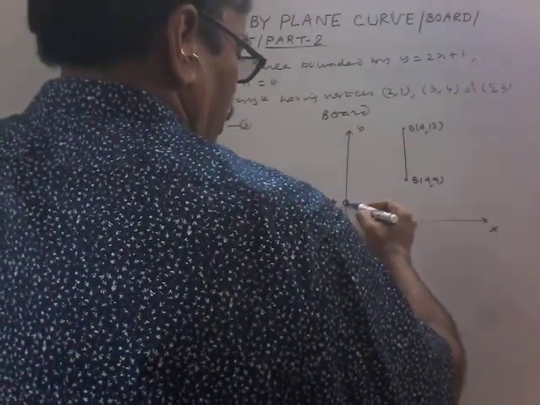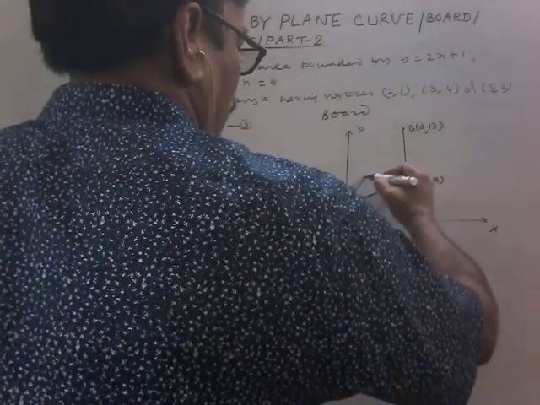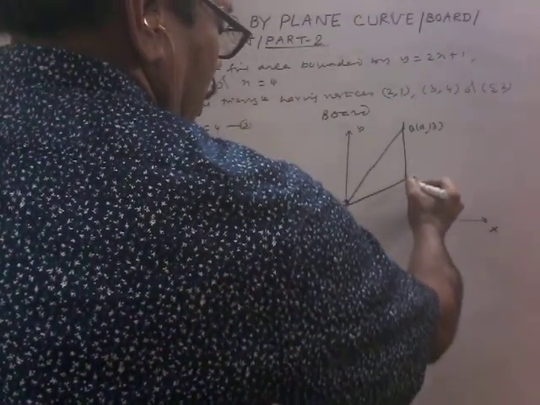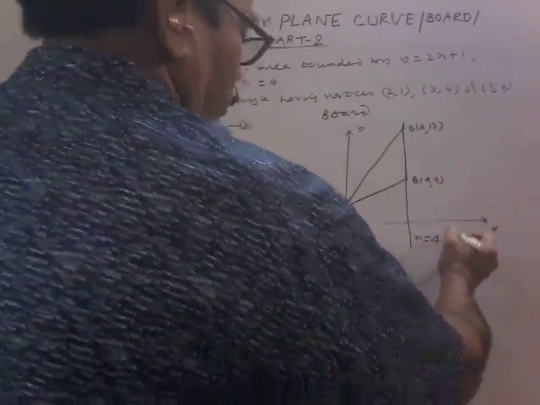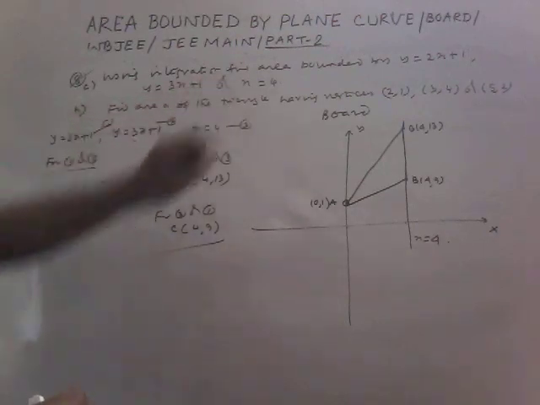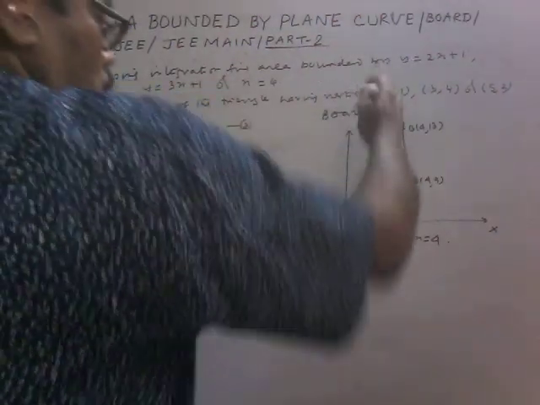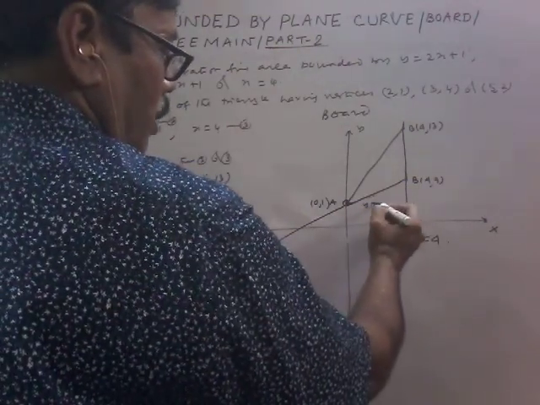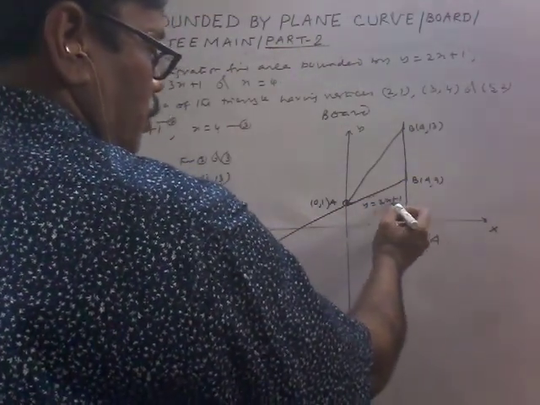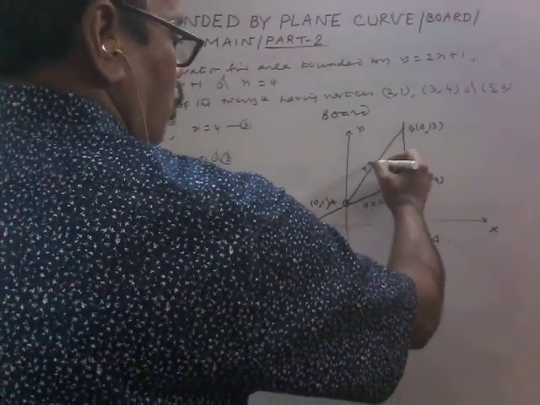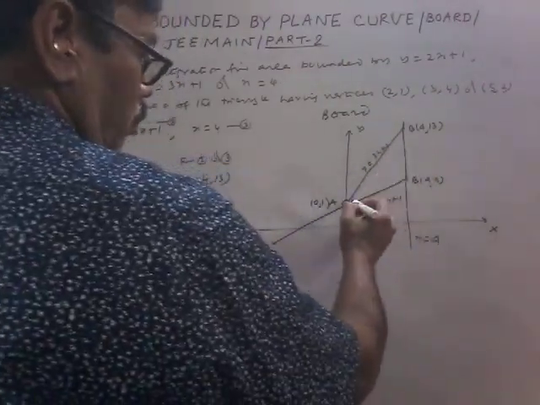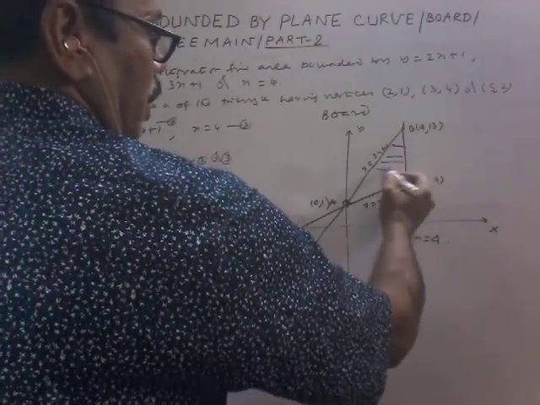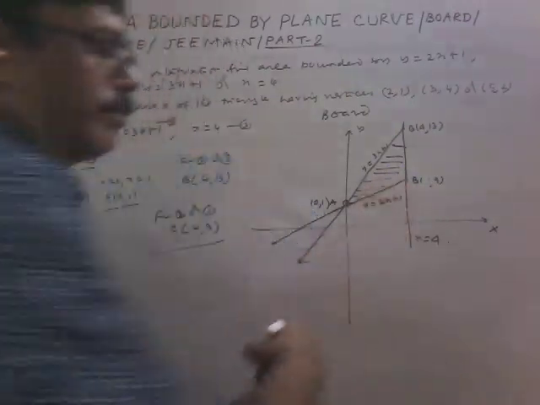So the figure is a rough figure. This is x equals 4, which is given. So y equals 2x plus 1, so the y intercept is 1, and the slope is 2. And this is y equals 3x plus 1, with more slope. So the area is given by this region.